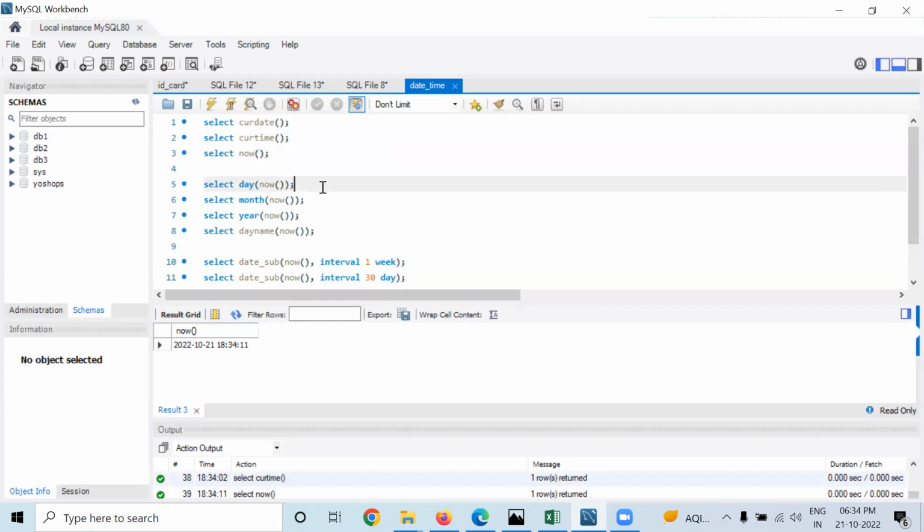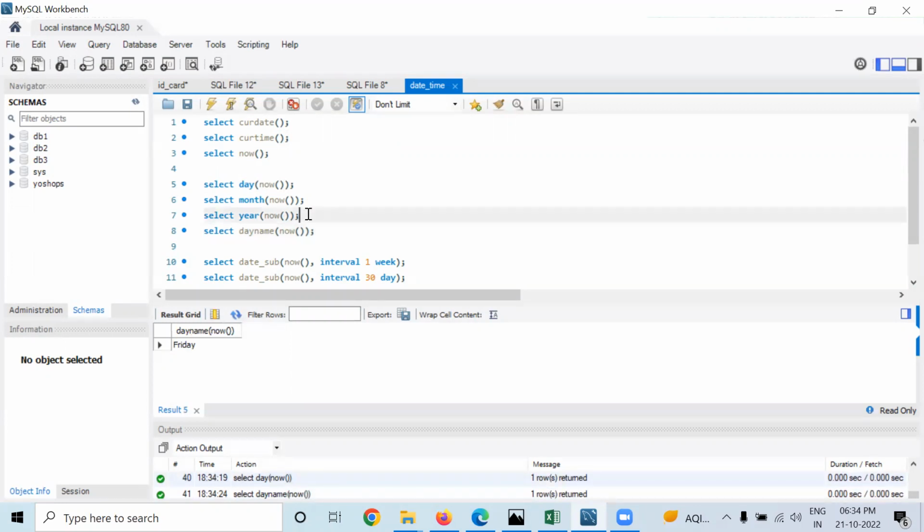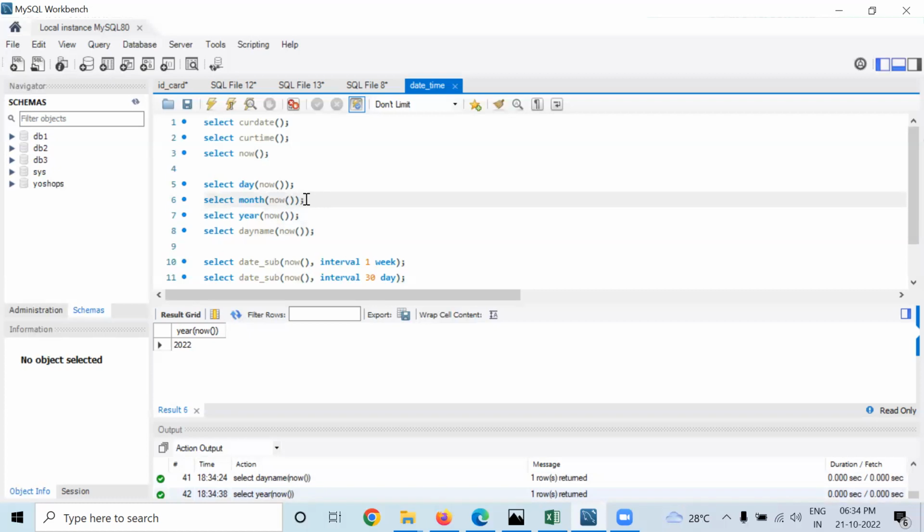If you want to know current day, in that case, it is showing 21. Like this, day name. Control Enter, it is showing Friday. This portion was taken earlier. You please check out the YouTube channel video regarding data analytics live classes. There you can find that thing. Control Enter here. So this is showing here, like that month also you can do. These are some inbuilt functions which you can use.